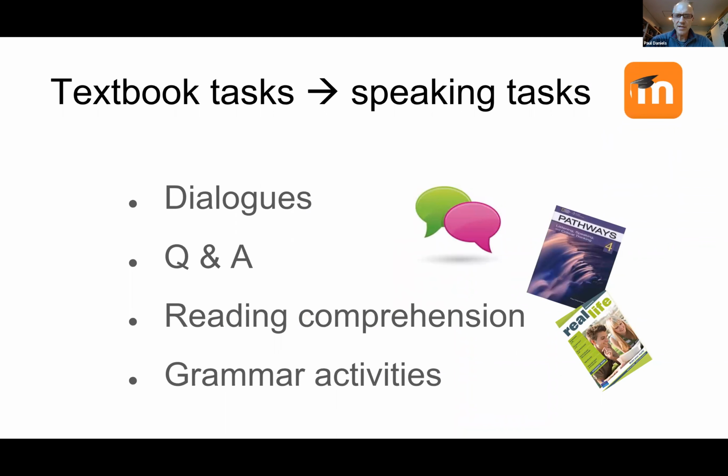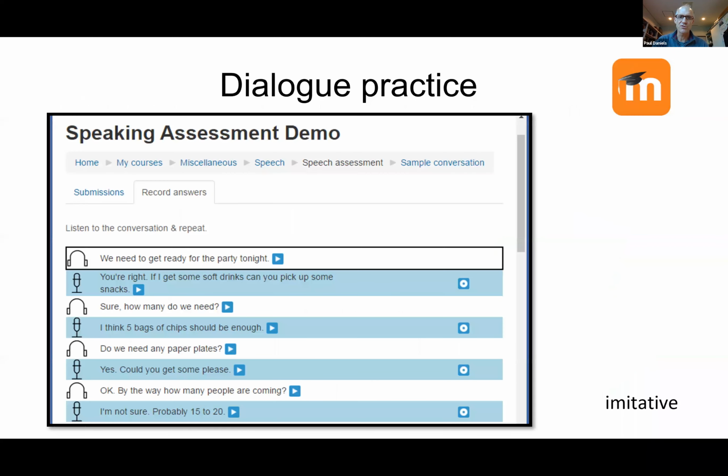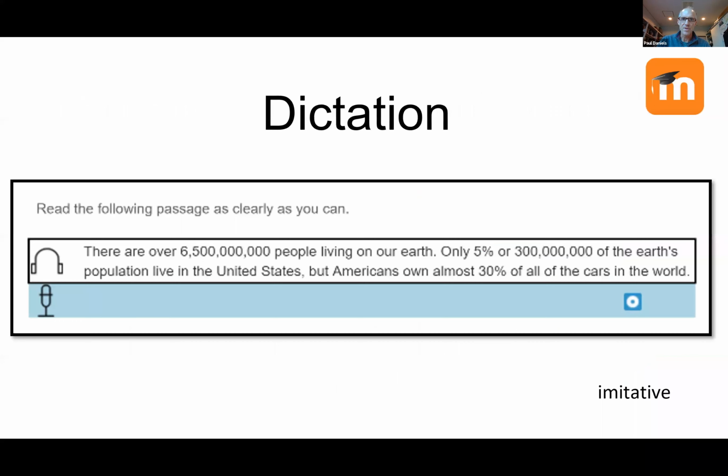Basically, you can take any type of textbook task and turn it into a speaking task. Typically, any textbook has dialogues, question answers, reading comprehension, grammar activities. You can take any of these textbook tasks and make them into speaking tasks. There's just a short example from a Longman's book that we used, where it's an A-B, so the computer's A and the student's B, speaking along in the conversation.